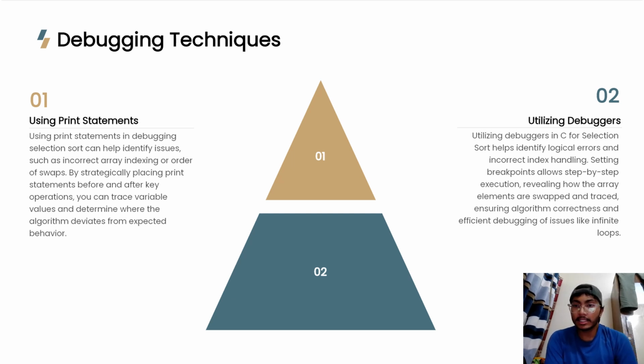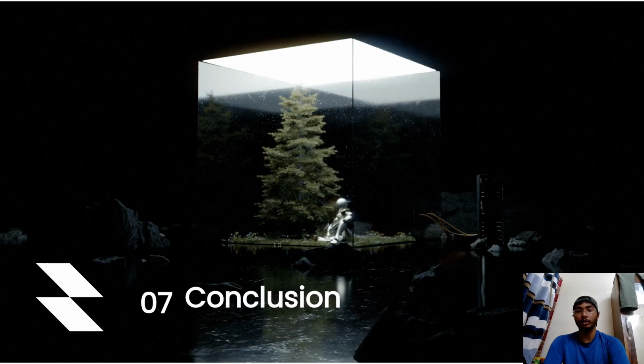Utilizing debuggers. Utilizing debuggers in C for selection sort helps identify logical errors and incorrect index handling. Setting breakpoints allows step-by-step execution, revealing how the array elements are swapped and traced, ensuring algorithm correctness and assisting in debugging issues like infinite loops.